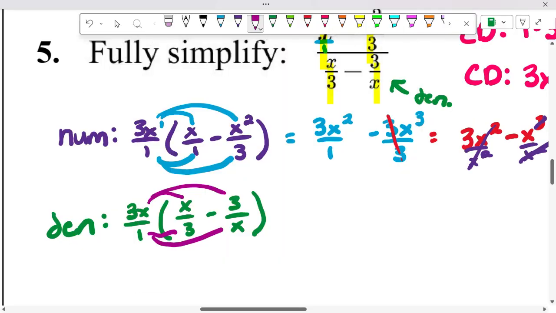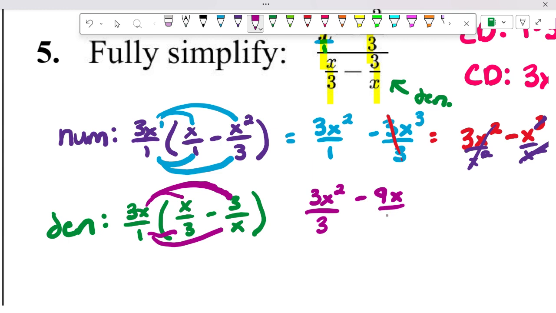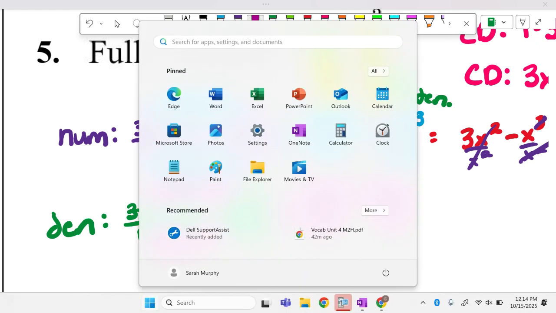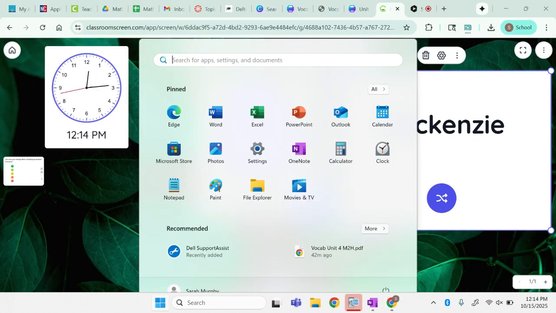So if I distribute the numerators, what would I get up top? 3x squared, then what's negative 3 times 3x? So 3x times 3. Negative 9x, good. All over, multiply anything by 1 itself, so 3 and x. Now we can simplify our fractions. So how would I simplify those fractions, Mackenzie?